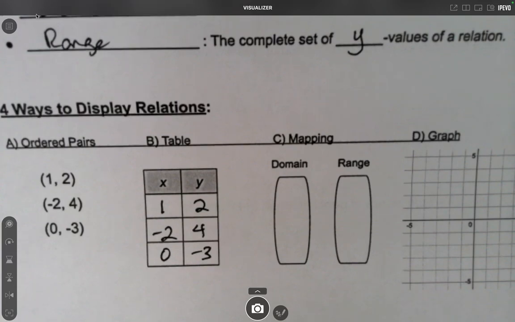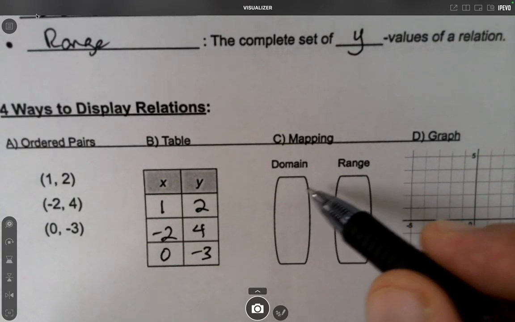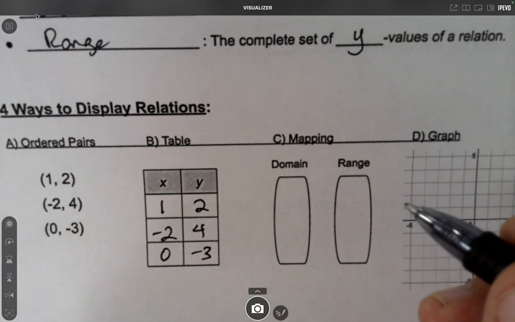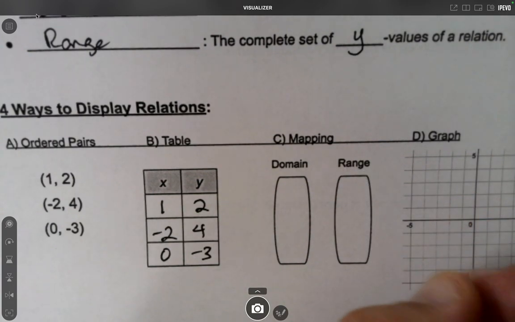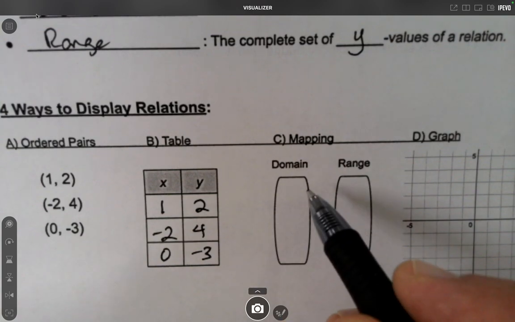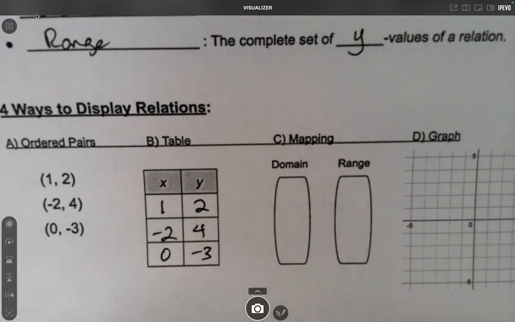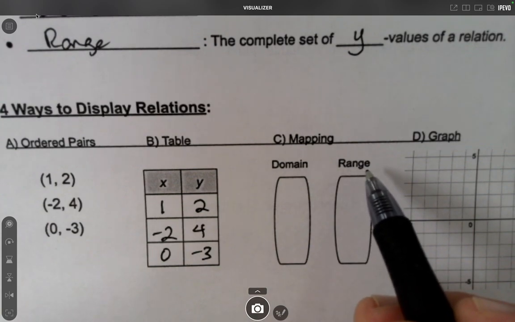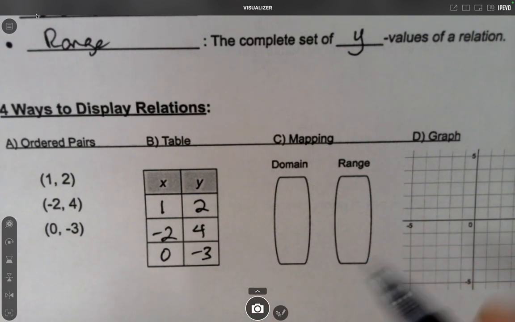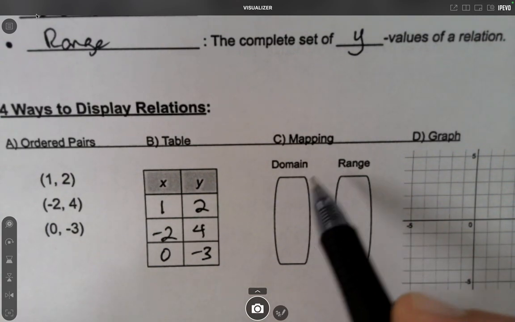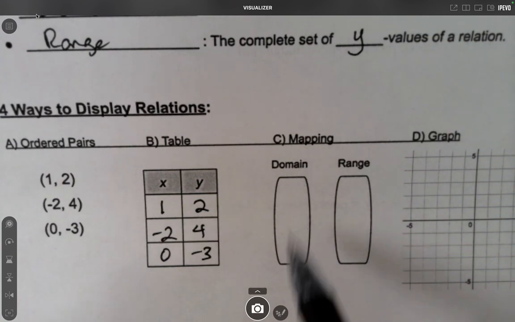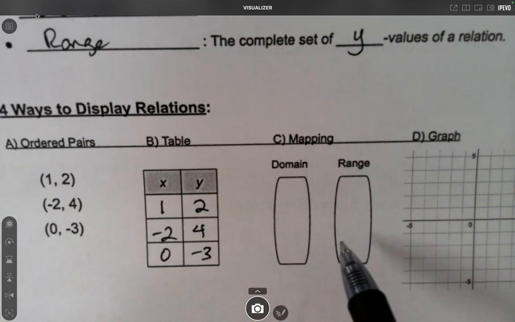A mapping, these shapes can be more oval-like if you want, or you can do rectangle. They tend to have some rounded edges to them, but anyway, it's not really that important what shape you use, but you should put a shape around each one. And sometimes these are just labeled X on top and Y on the top. But you could also say domain and range, because that also shows that you have not only the relation, but it's defining which part is the domain, which is the X values, which part is the range.